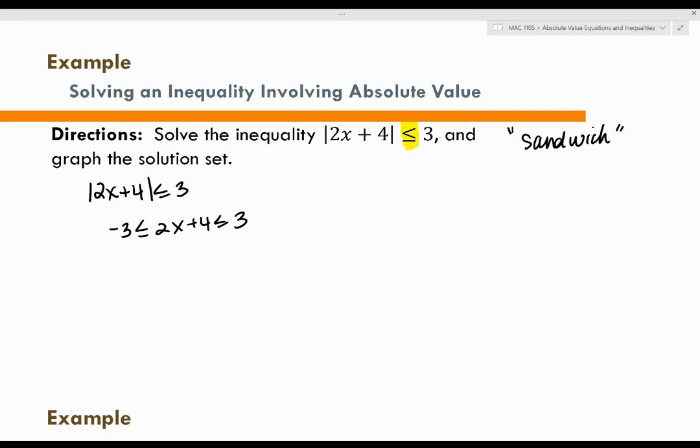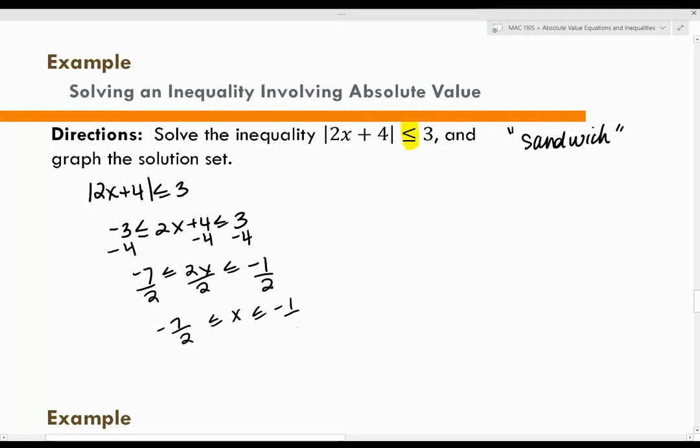Okay, now remember, we're done when x is inside of the sandwich by itself. So what I'm going to do first is move the 4. I'm going to subtract 4 from everybody, the middle, the left, and the right. When I do that, I get negative 7 is less than or equal to 2x, less than or equal to negative 1. Okay, and now I need x by itself, so I'm going to divide everybody by 2. So that gives me negative 7 over 2 is less than or equal to x, which is less than or equal to negative 1/2.